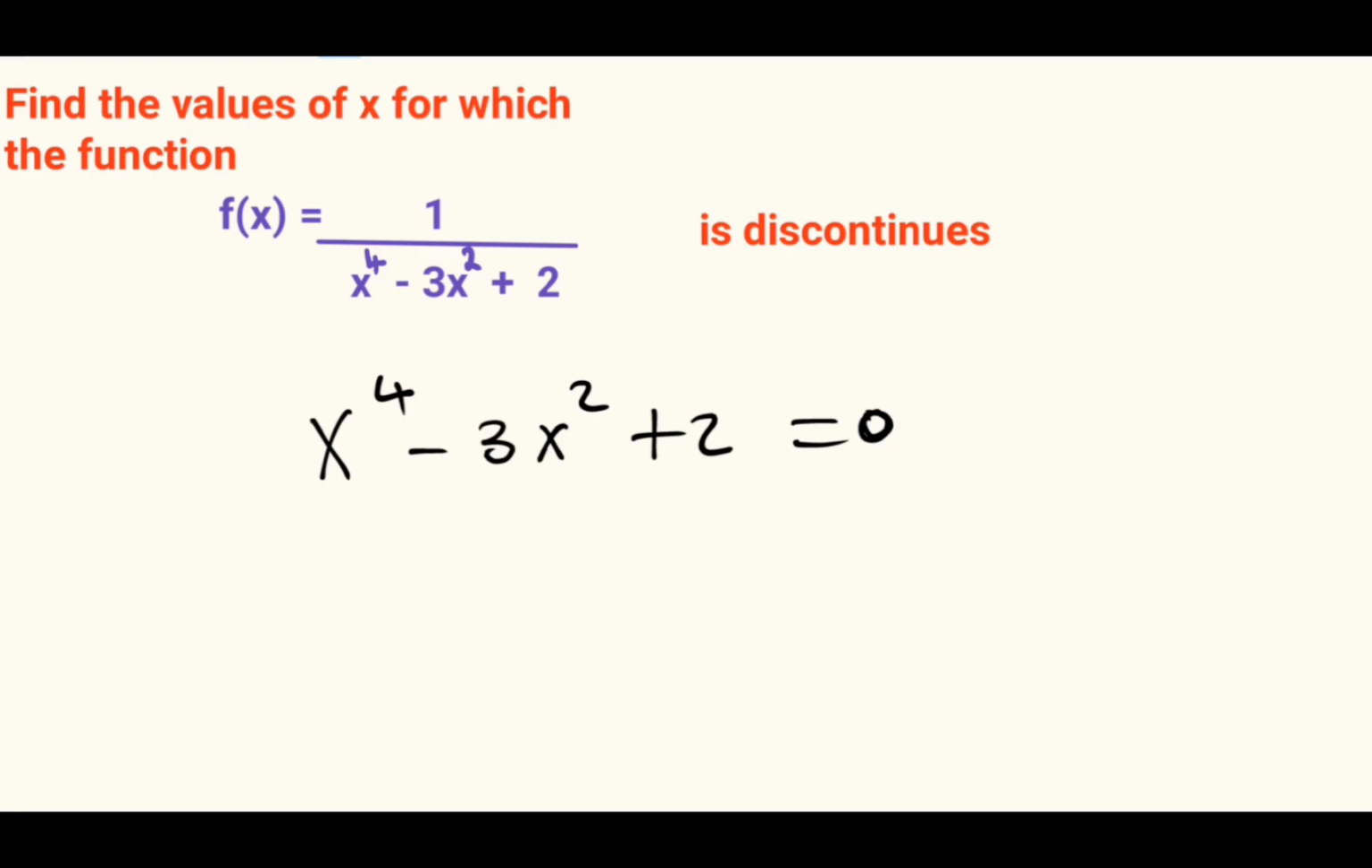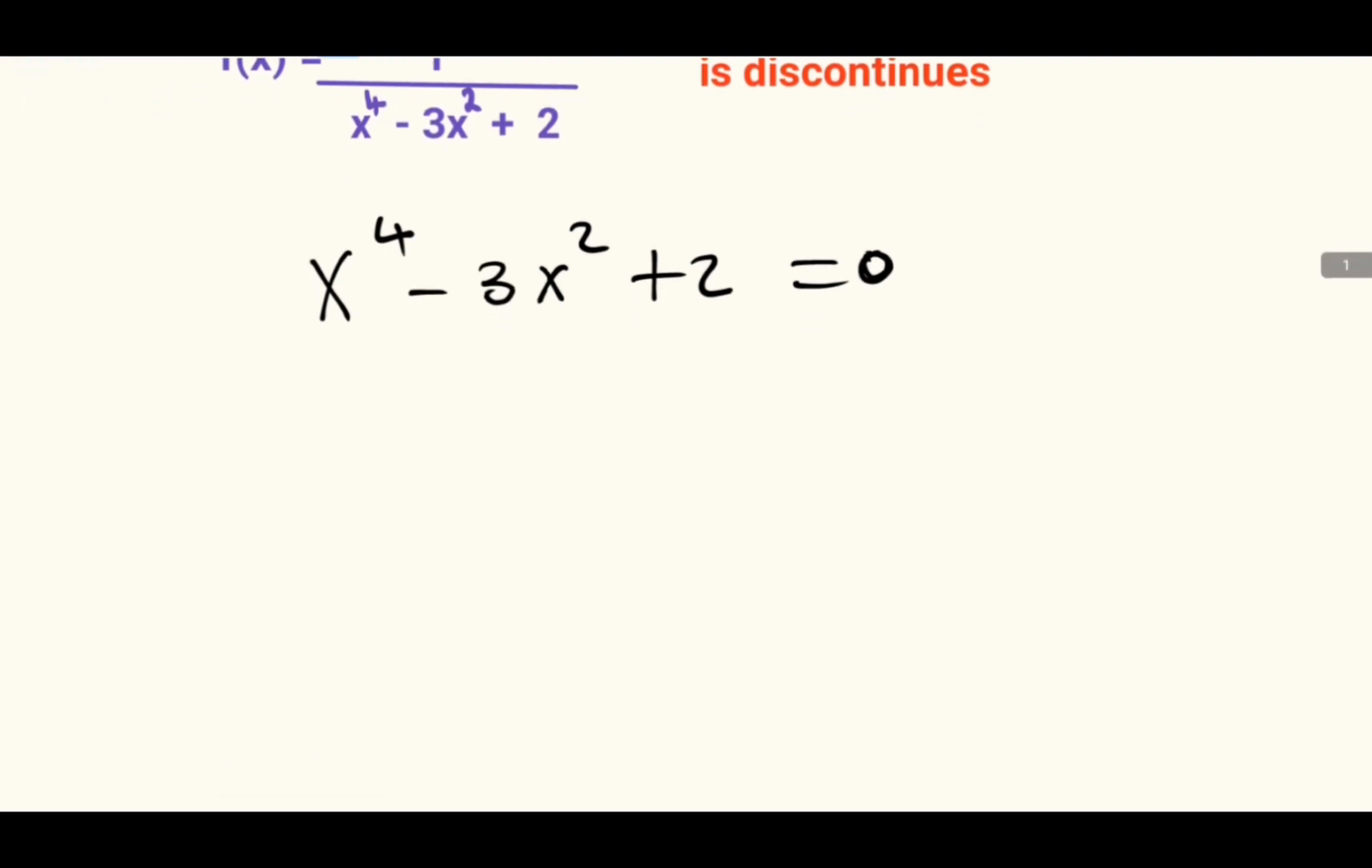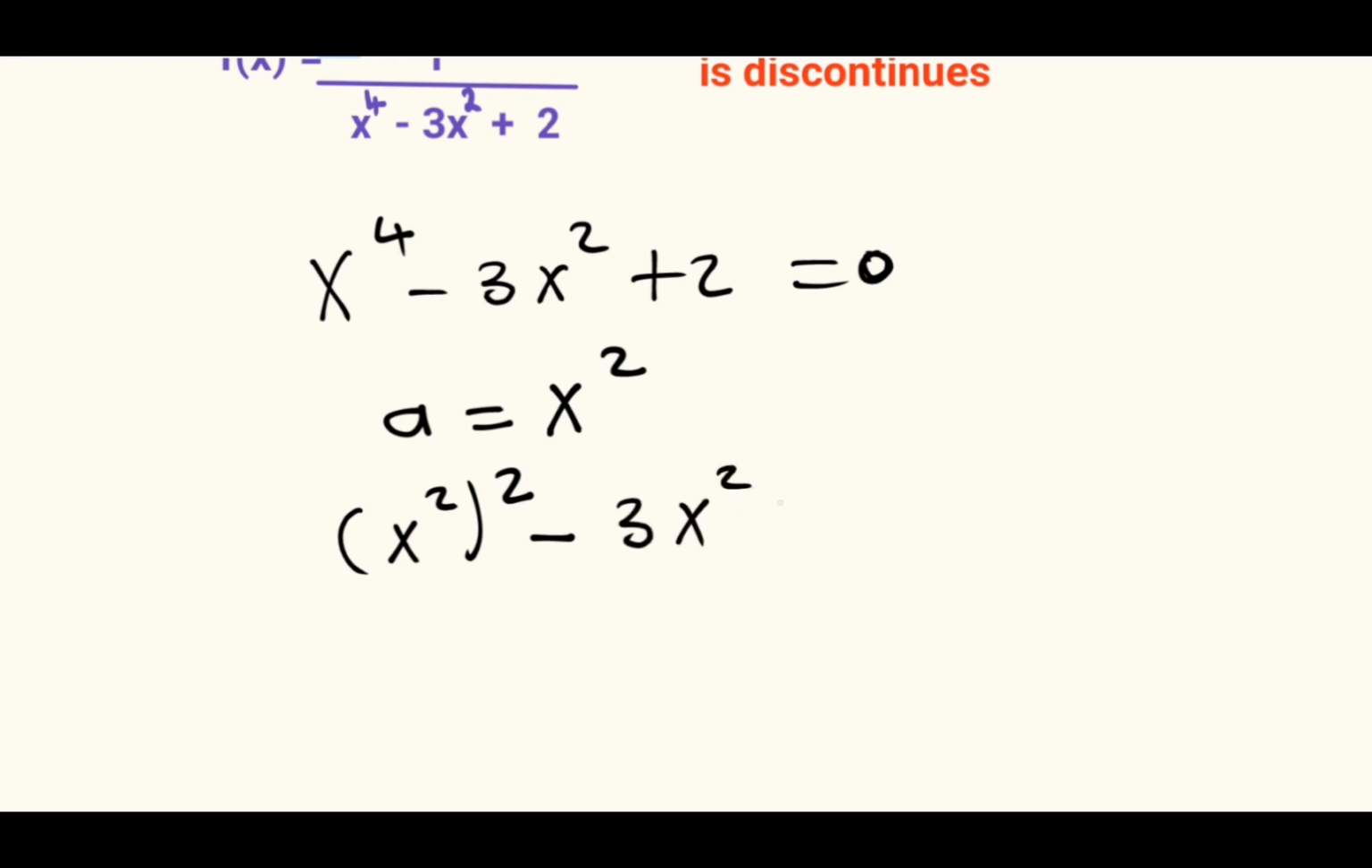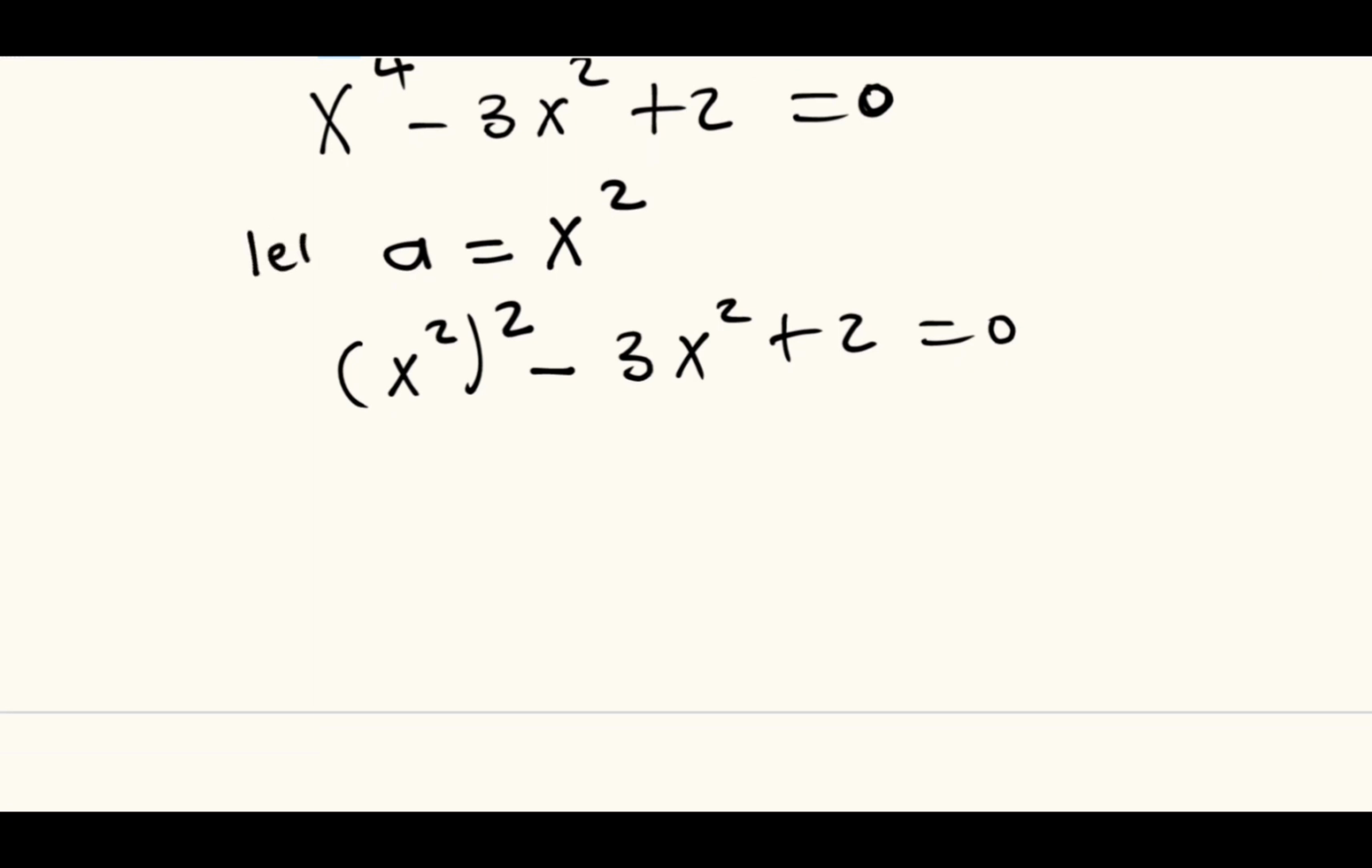There is a quadratic equation hidden inside x to the power 4 minus 3x squared plus 2. So we have to determine the quadratic equation which is inside this function. We do that by letting a equal x squared. So we rewrite x to the power 4 as x squared raised to the power 2, so that x squared raised to the power 2 minus 3x squared plus 2 is equal to 0. So we are saying that we let a equal x squared.